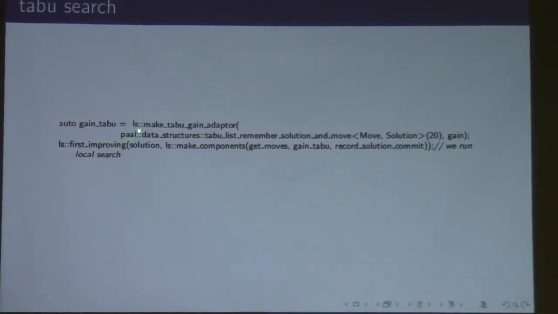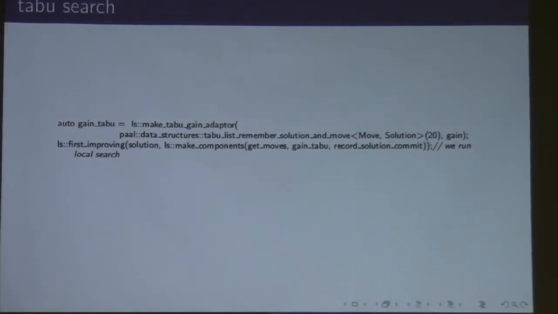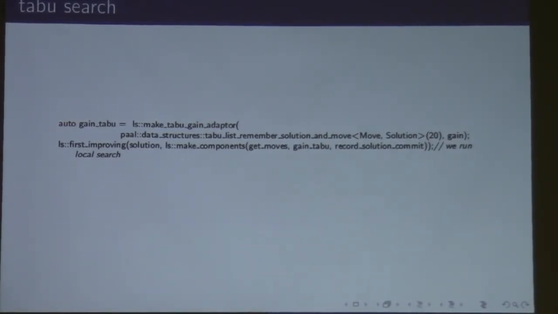And of course, here we use a tabu list from the library, but it can be replaced with a user-defined tabu list. It's a very simple concept. It has two member functions. I think we shouldn't go into details unless you want to. And we just run here. We provide the previous gain, this gain tabu which is computed here, and the record solution commit which was introduced before. And it compiles, and it works. Any questions?